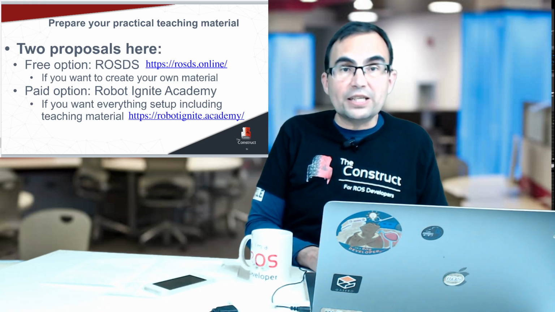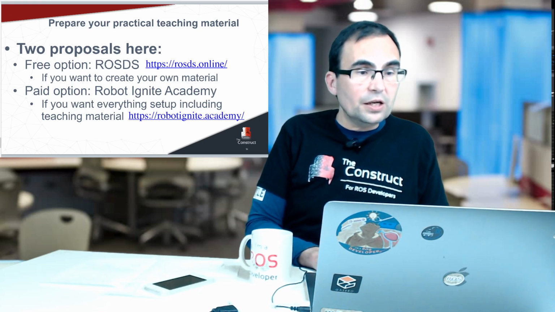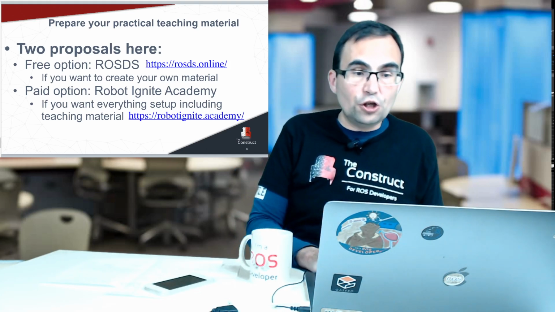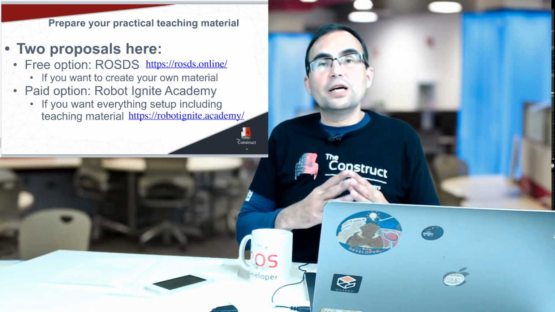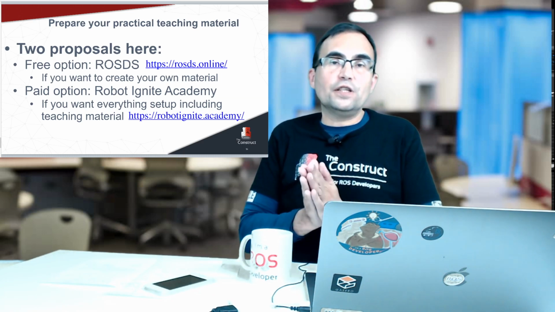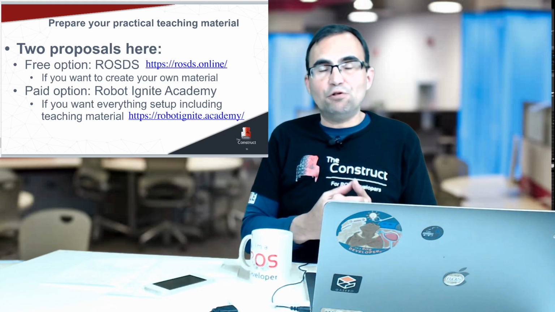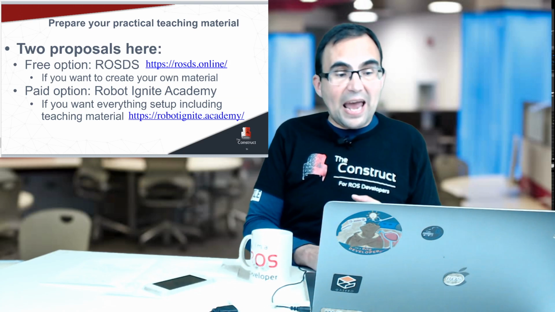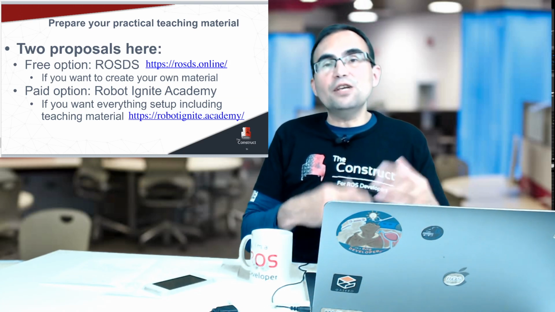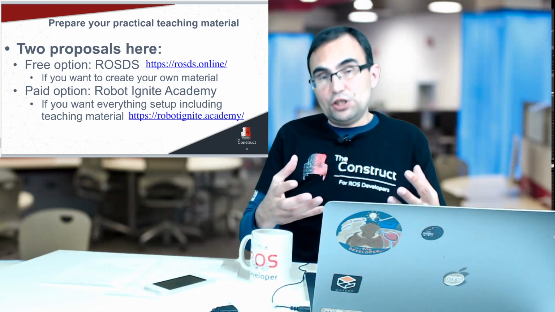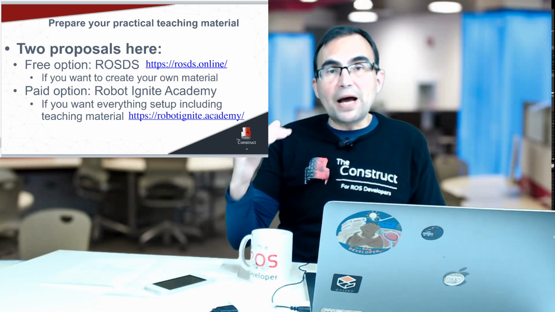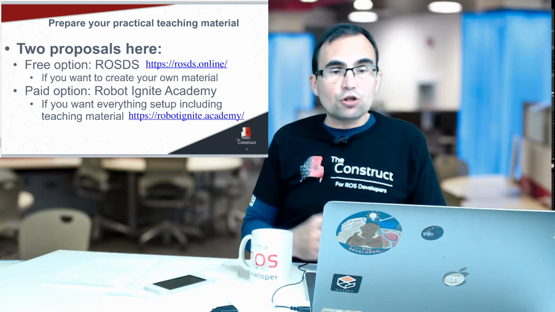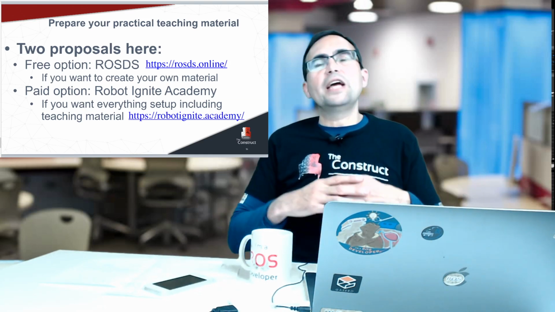So the students have already all the material, and the teacher doesn't have to create anything, unlike in ROS DS, where you teachers have to create your material. In this case, in the Robot Ignite Academy, everything is already created for the teacher and for the students also, and it's step-by-step teaching material with practice with the simulations. So the student doesn't have to launch the simulation, everything is already set up.